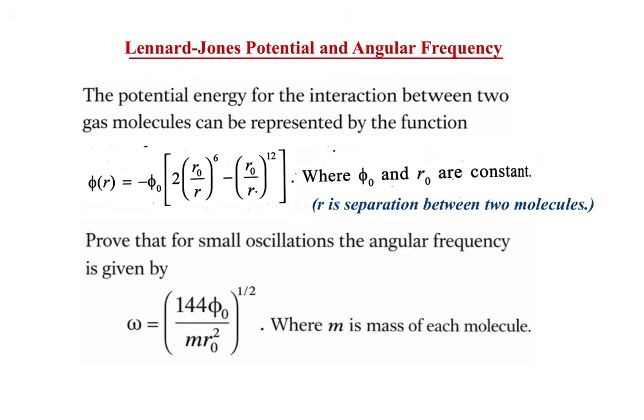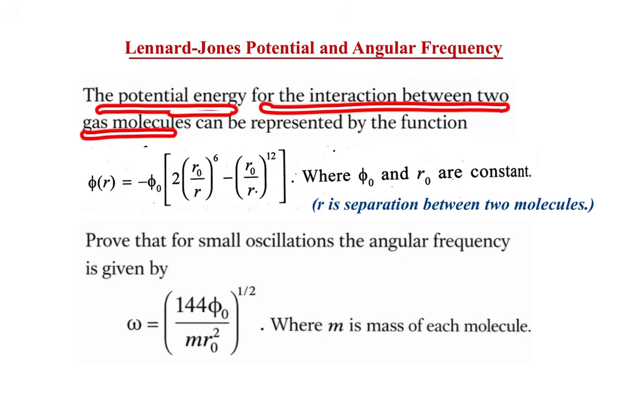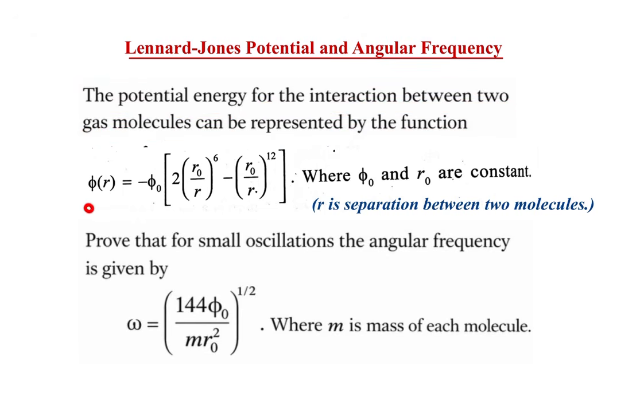Hello bachcho. In this problem we have been given the potential energy for the interaction between two gas molecules. It can be represented by the function phi equal to minus phi naught [2 (r naught by r)^6 minus (r naught by r)^12], where phi naught and r naught are constants and small r is the separation between two molecules.